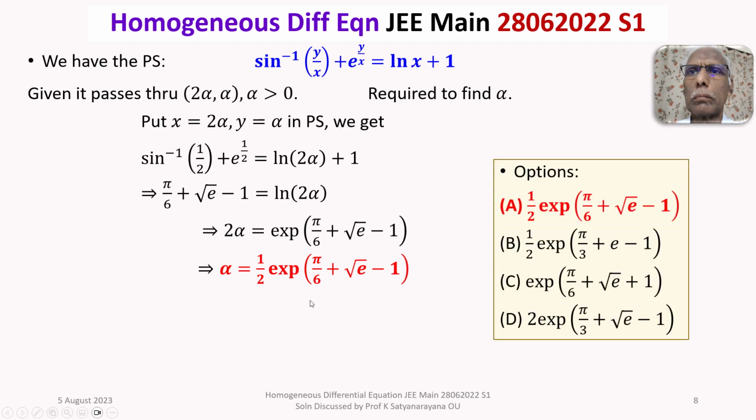Our answer for alpha appears against option A. Therefore, the solution for this problem is option A. The solution for alpha is 1 by 2 into the exponential of pi by 6 plus root e minus 1. That is precisely option A. Therefore, the answer to this question is option A.